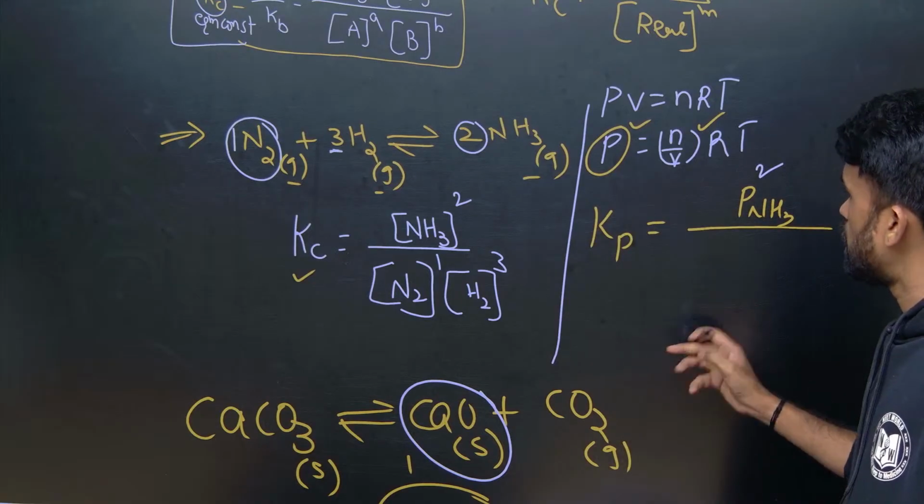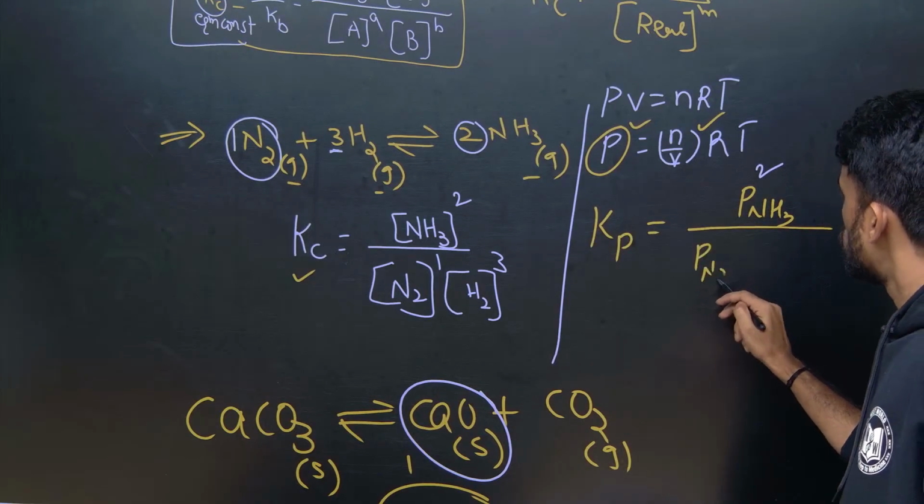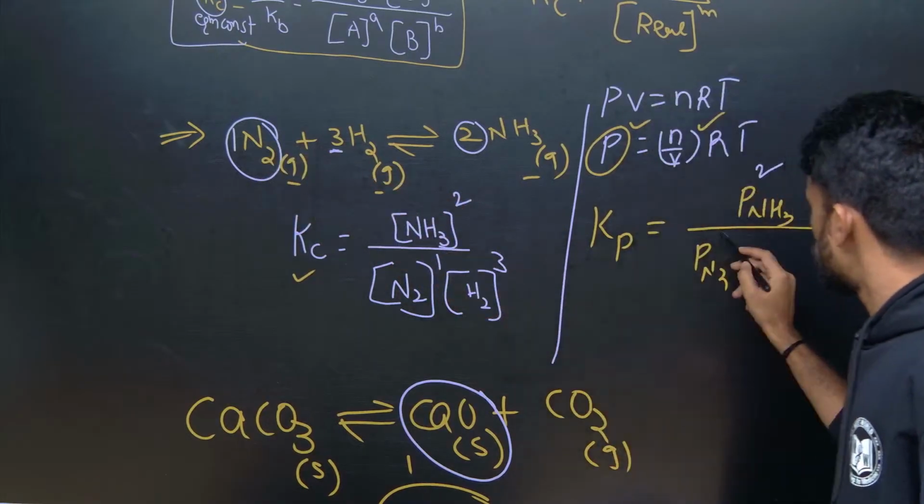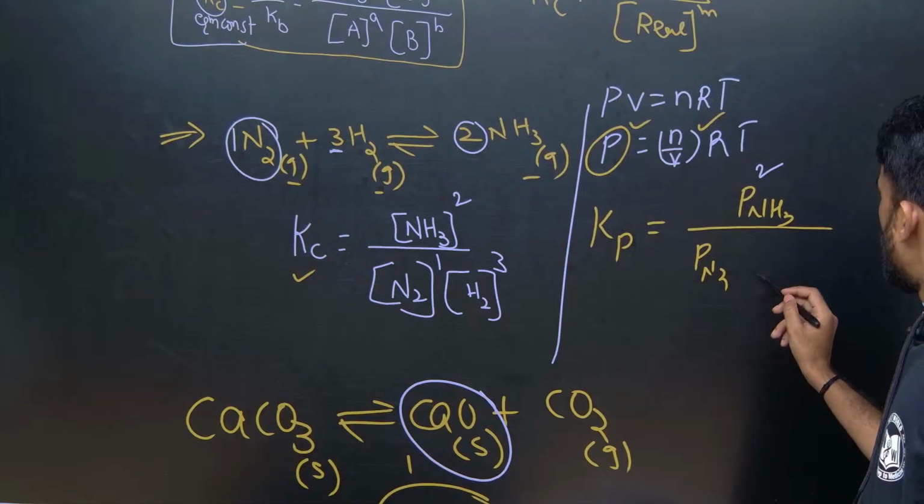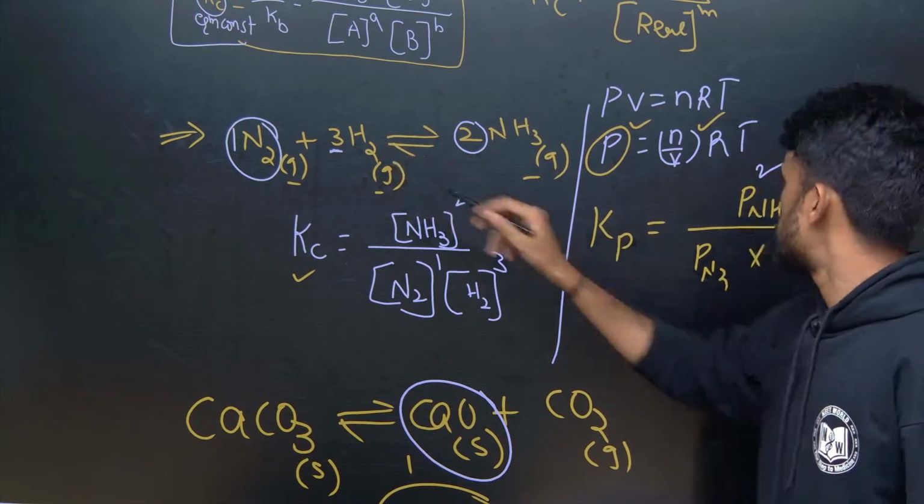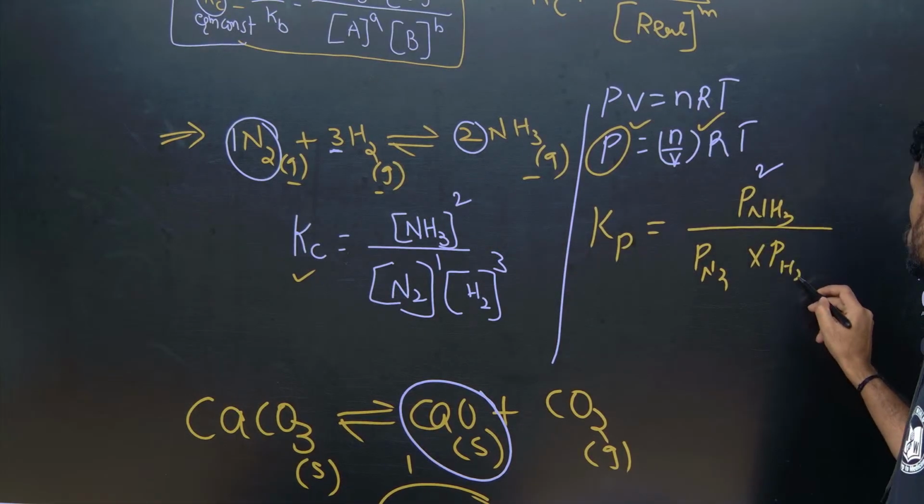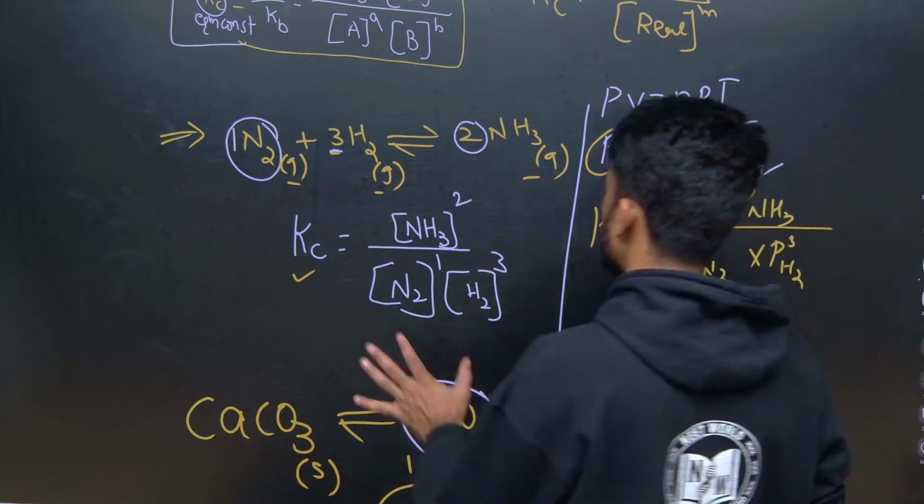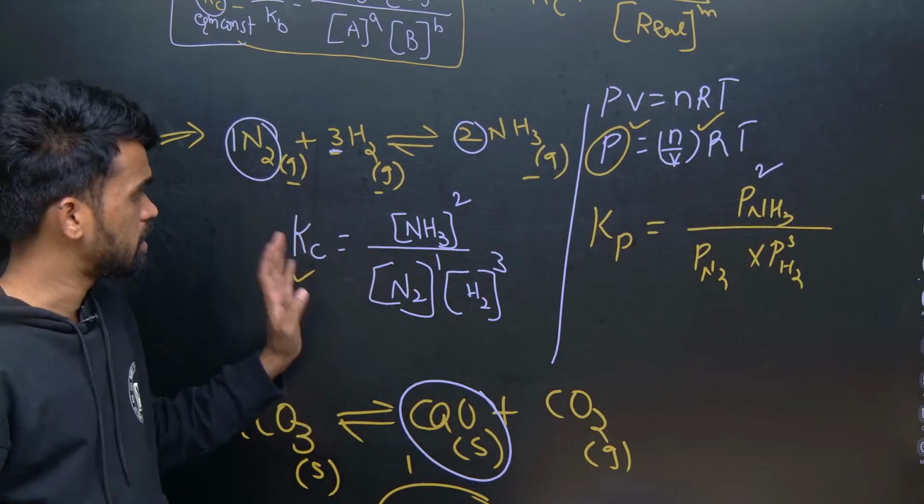And in the denominator, partial pressure of N2, because the reactant is N2. What is the coefficient? 1. So P N2 to the power 1, multiplied with partial pressure of H2 to the power, what is its coefficient? 3. Right, here 3. So this is the equation you have to write. I hope it is clear, there is no confusion.